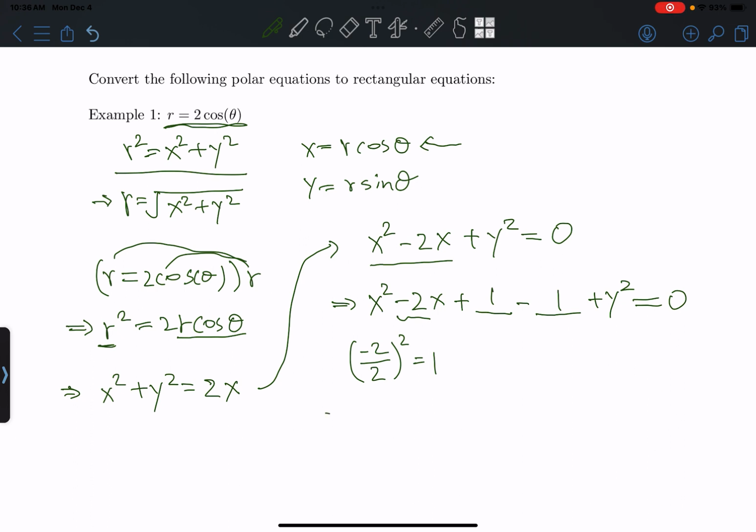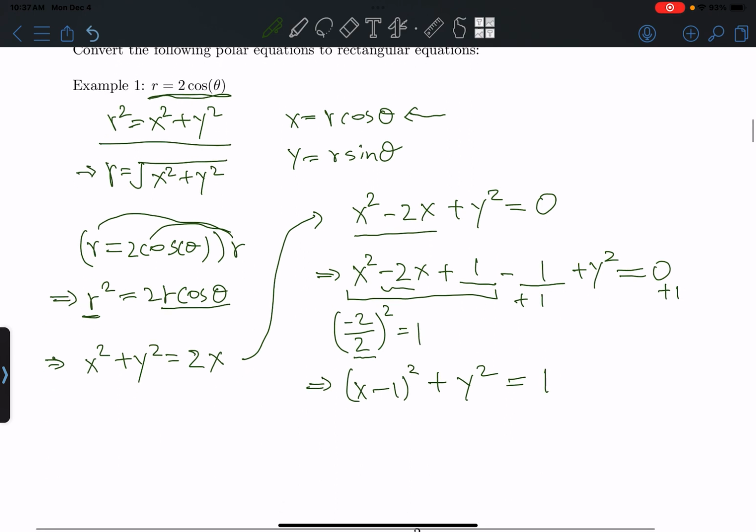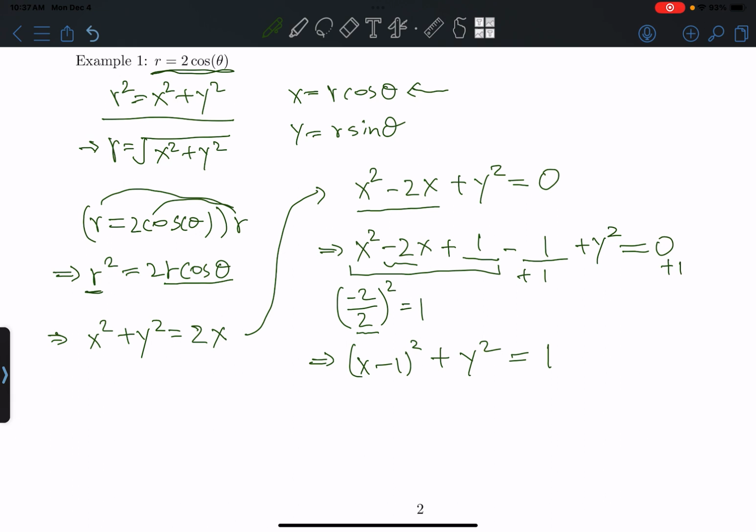Now, after doing that, the first three terms become a perfect square. It's always going to be x plus whatever's inside here. So in this case, x minus 1, where the inside is negative 1, squared, plus y squared equals not 0 anymore because I have an extra minus 1 here. So I'll simply add that over to the other side. So the right hand side has a 1. This is the equation I get.